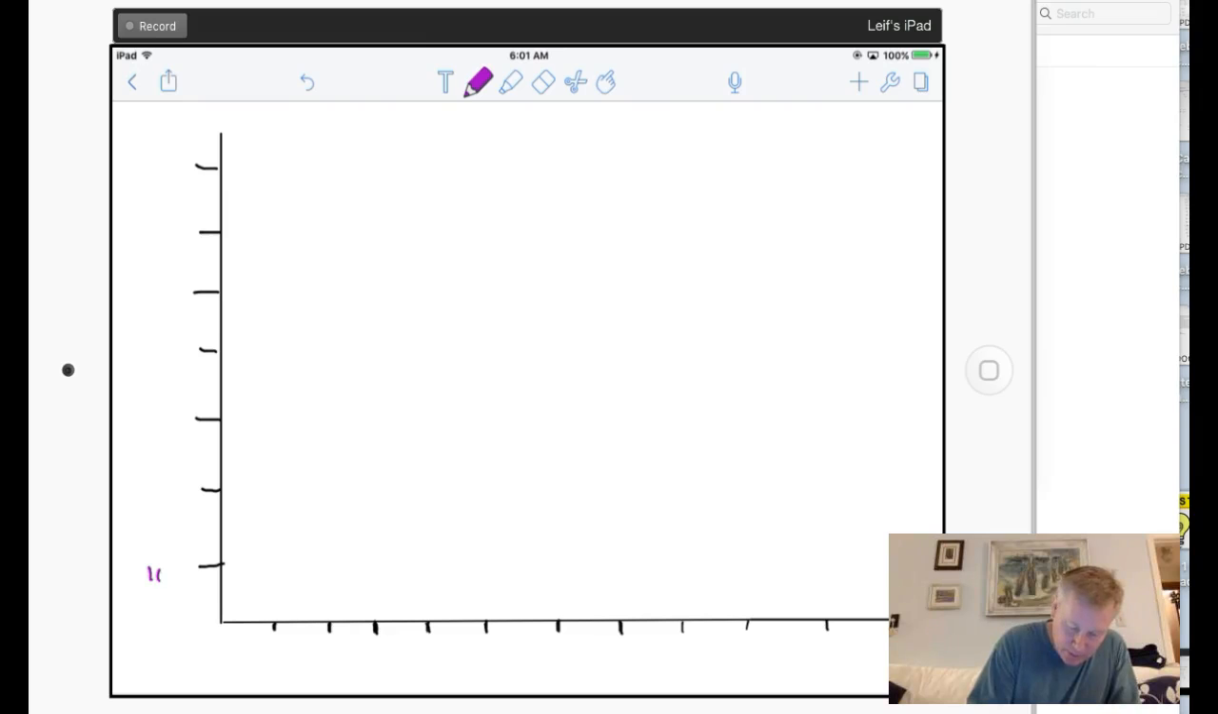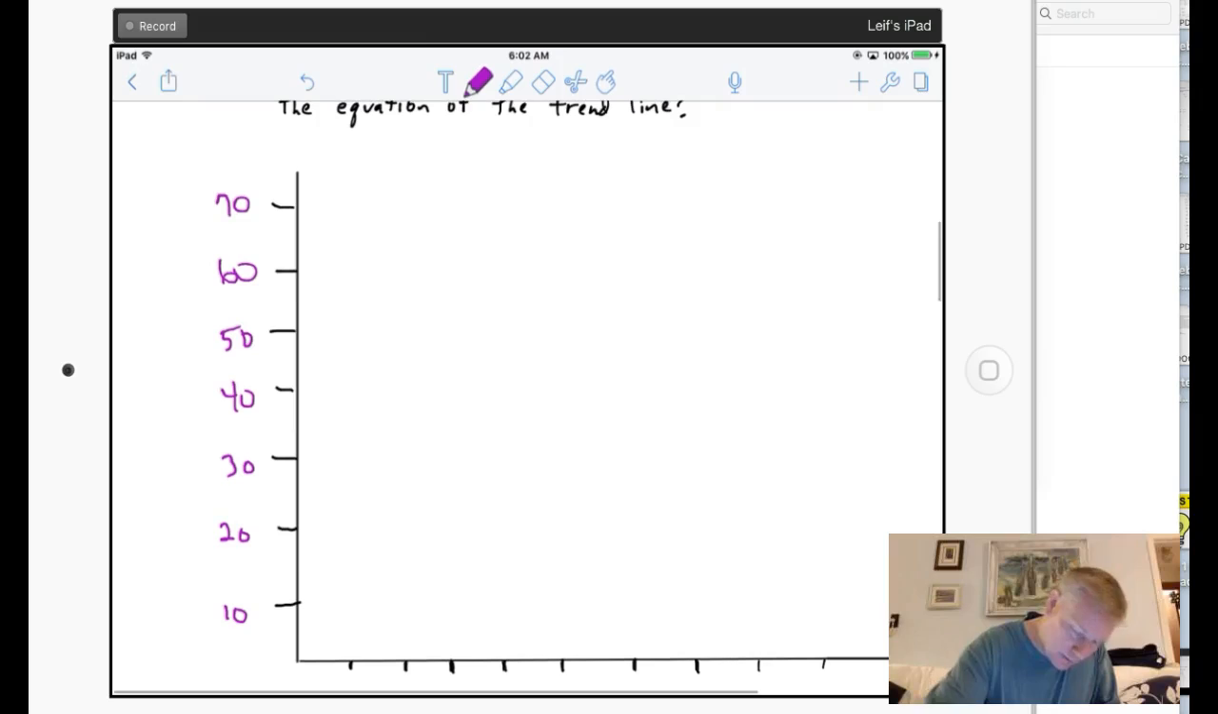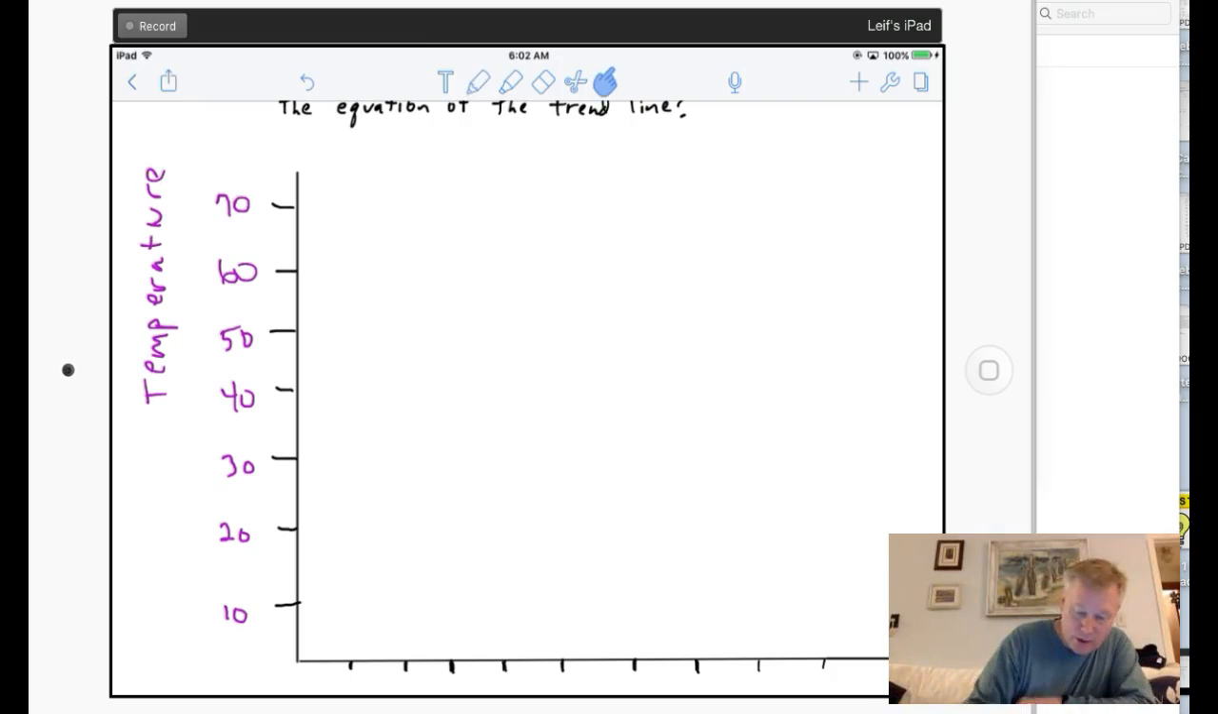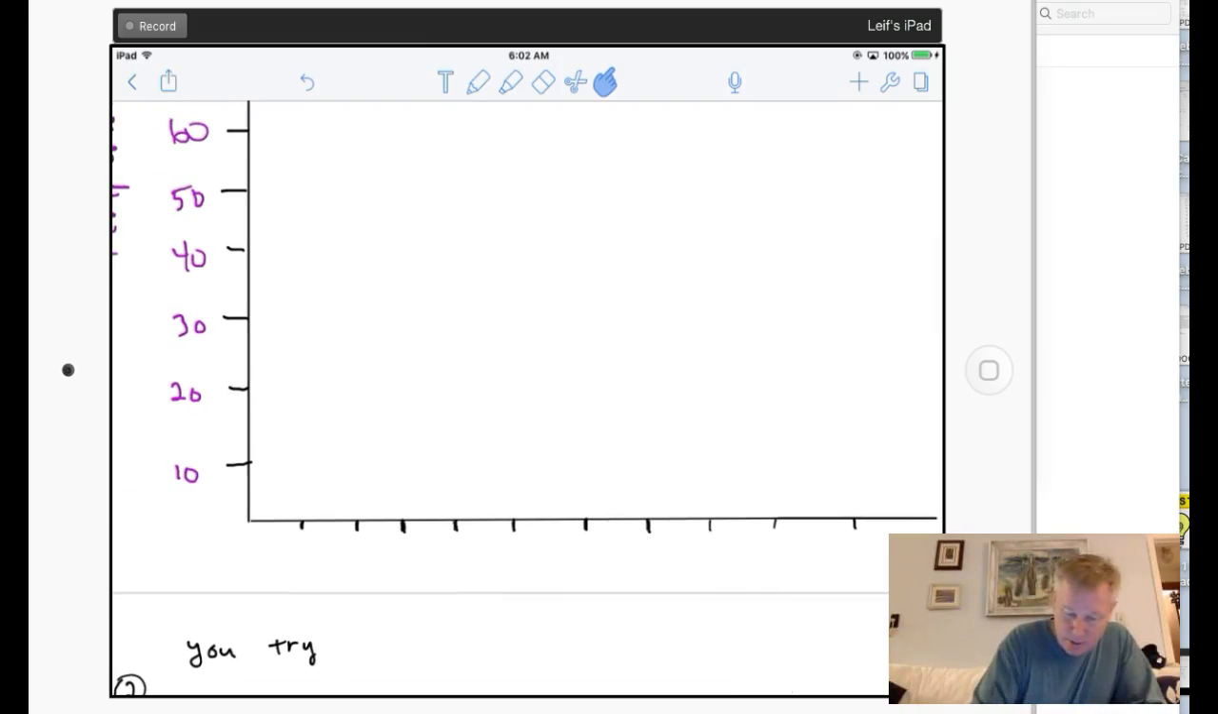So I'm going to go by tens up my y-axis. 10, 20, 30, 40, 50, and go all the way up to 70. On the y-axis here, I'm going to label that. That should be labeled also. It says temperature, so that the reader knows what is on each axis. Okay. The other axis, I'm going to have altitude.